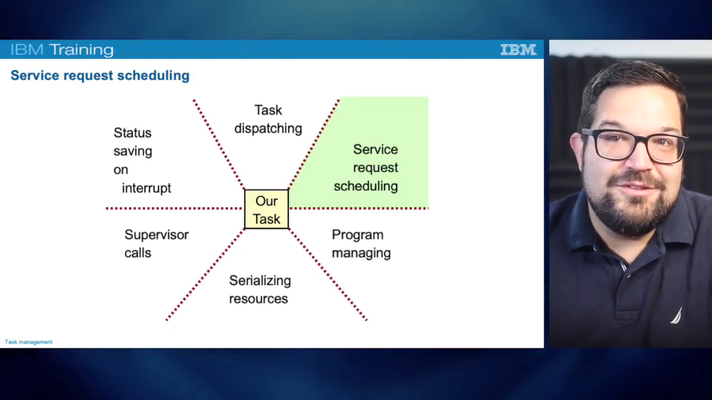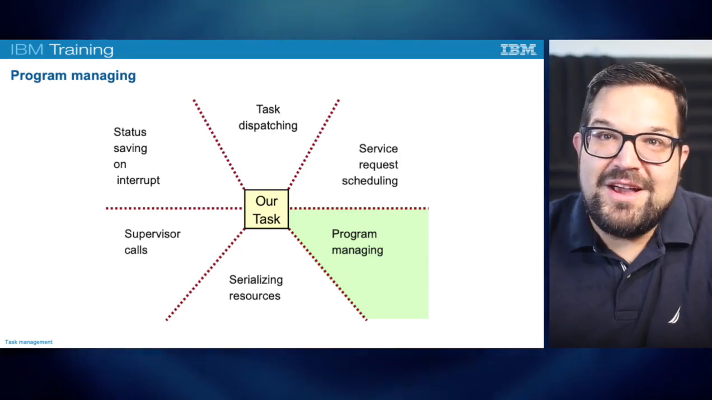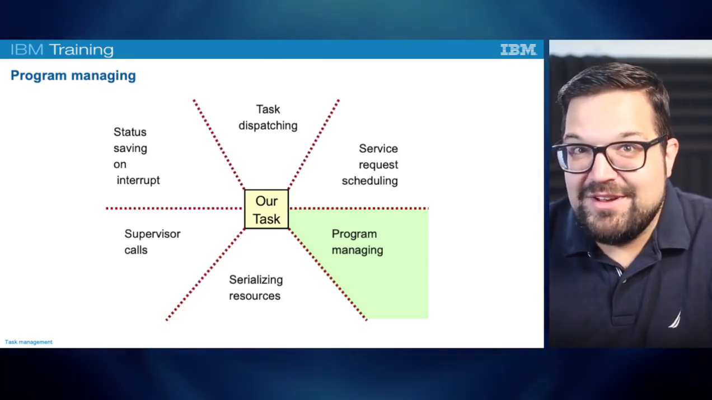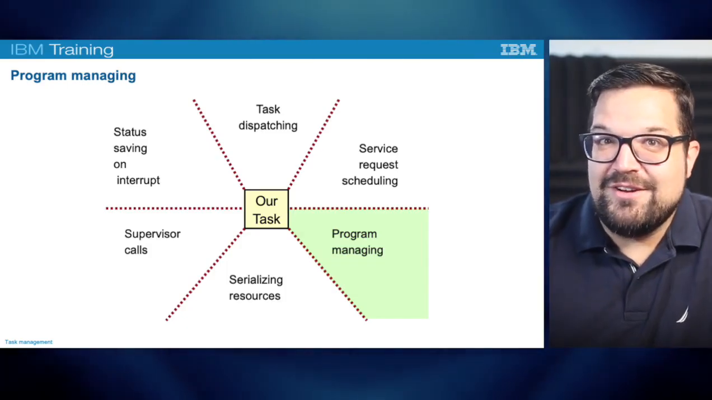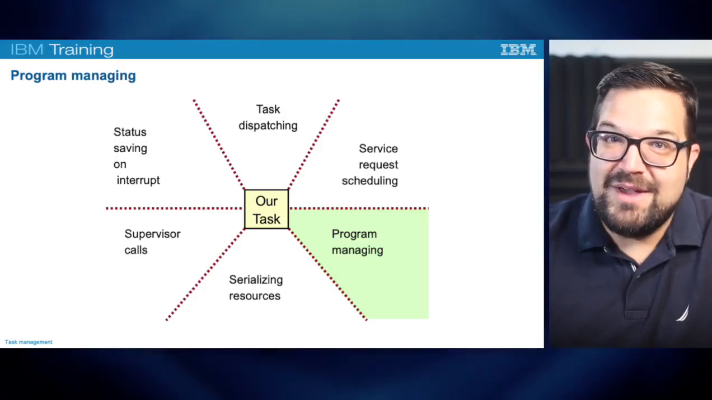So now the task moves into service request scheduling. The SRB, service request block, is used to represent another type of dispatchable work in z/OS, usually of a short duration. The SRB executes at its own dispatching priority, which may be higher than that of any other address space, and it can execute concurrently on another processor. As you can imagine, lots more to be said about SRBs, and that's something we'll have you review in greater depth after we're done here. But for now, we're moving into program managing.